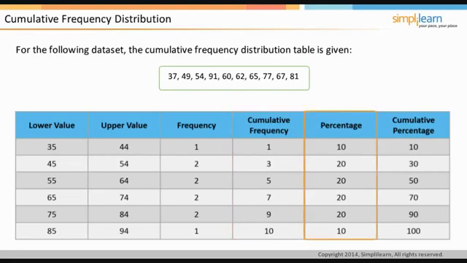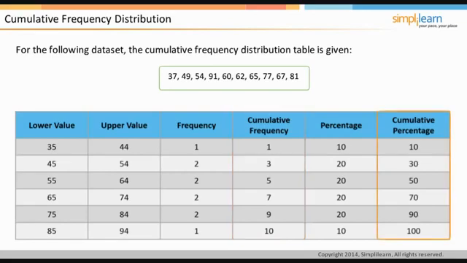In the percentage column, the percentage of the frequency is listed by dividing the frequency by the total number of results, which is 10, and multiplying the value by 100. For instance, in the first row, the frequency is 1 and the number of results is 10. Therefore, the percentage is 10.